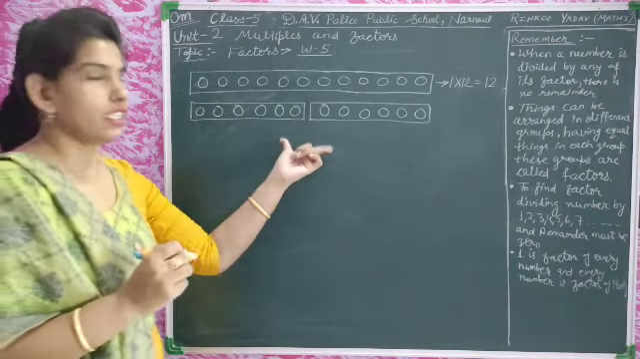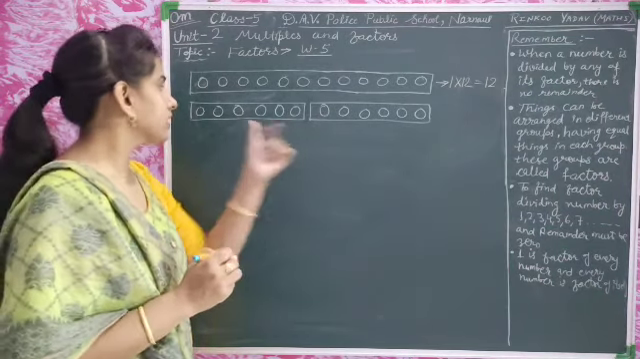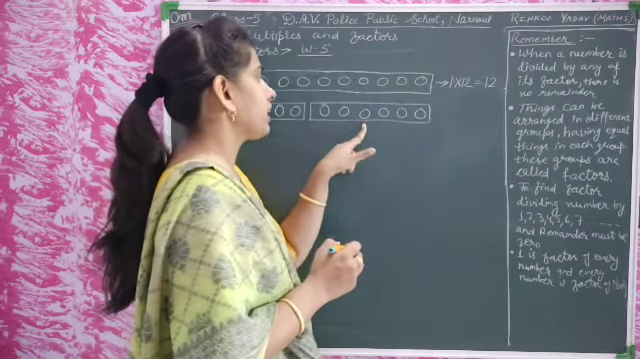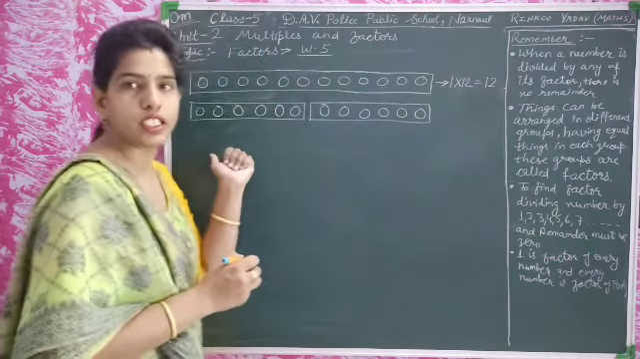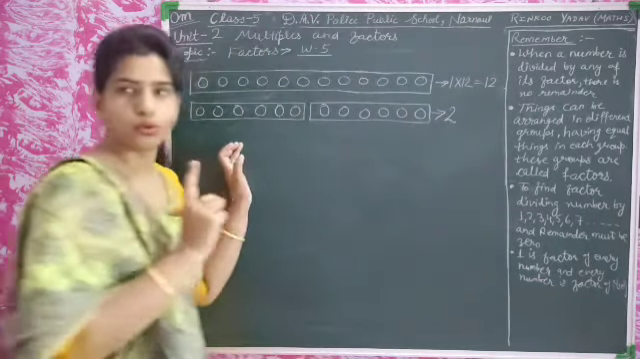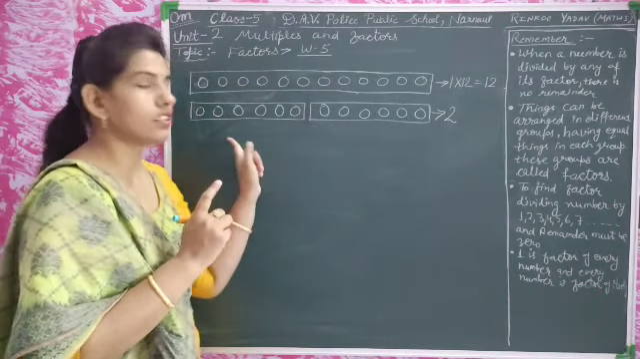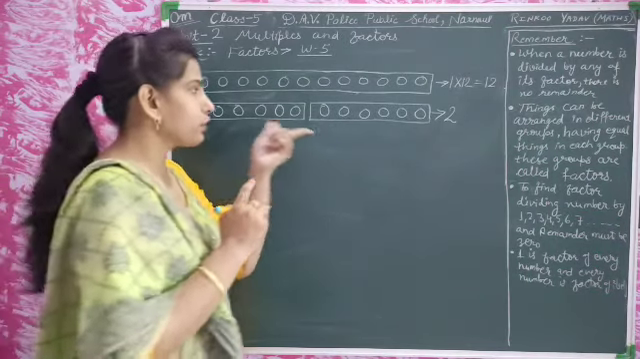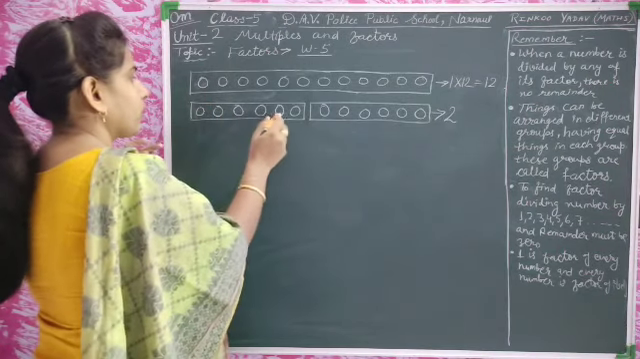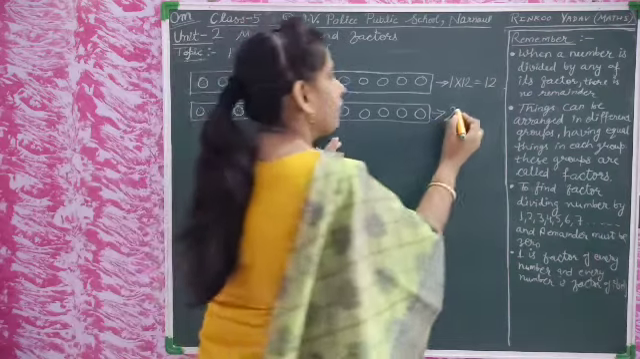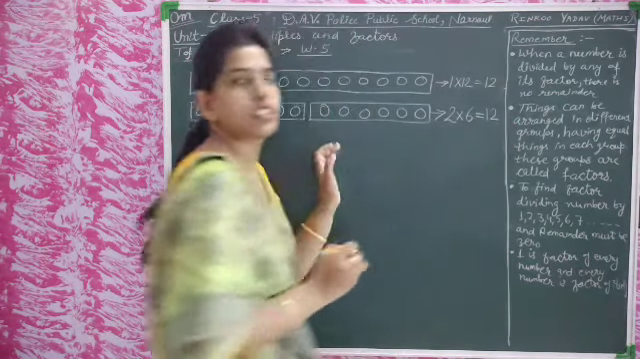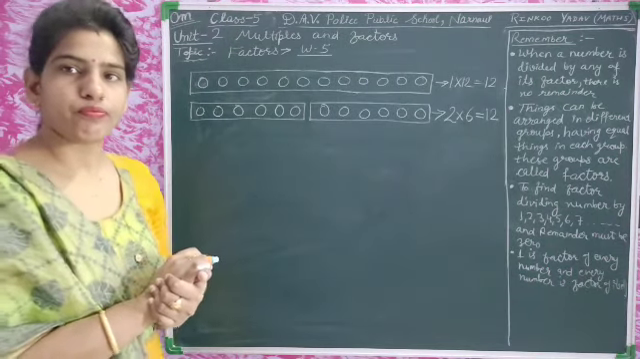There are no left out here. All the 12 things are there. 1, 2, 3, 4, 5, 6, 7, 8, 9, 10, 11, 12. So here we have divided into two groups. In each group, how many things are there? 1, 2, 3, 4, 5, 6. Two groups have 12 things.